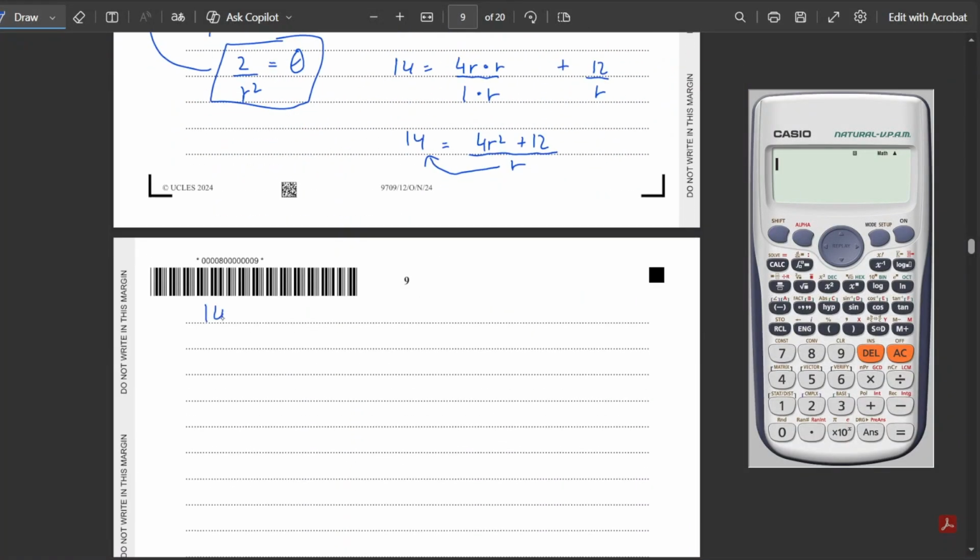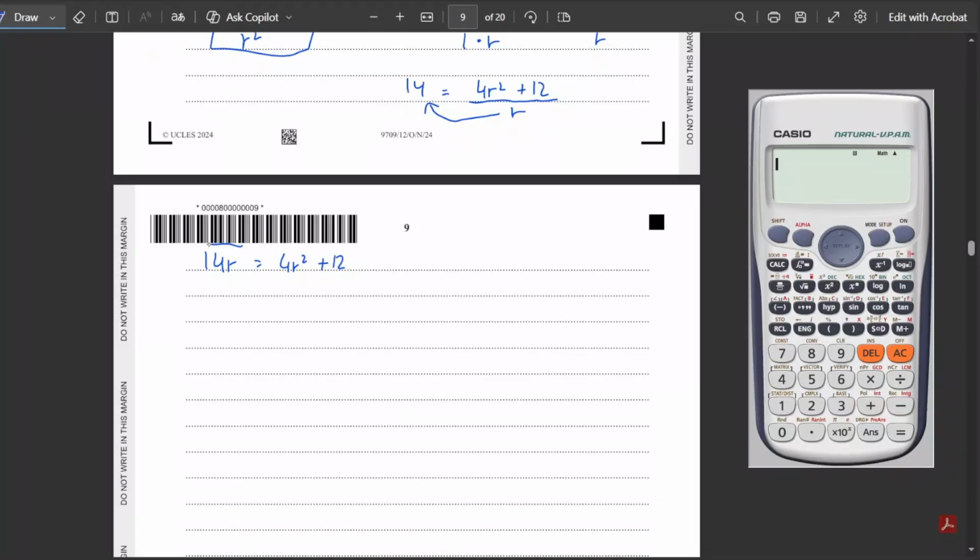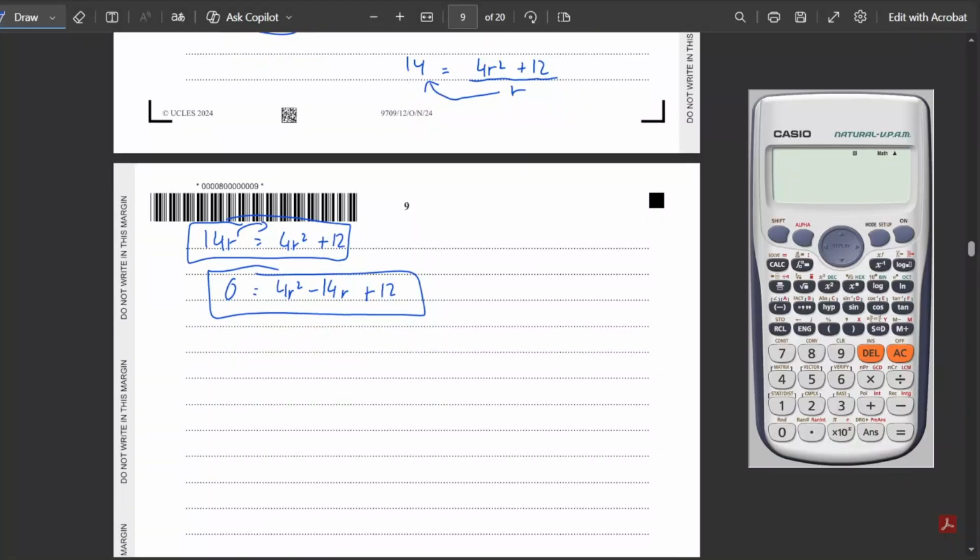That's going to turn this into 14r. r is equal to 4r squared plus 12. And you can see now this looks something much more similar. This is in fact a quadratic equation for r. So if I take this 14r to the other side, I'm going to get 4r squared minus 14r plus 12. This right here is my quadratic equation for r.